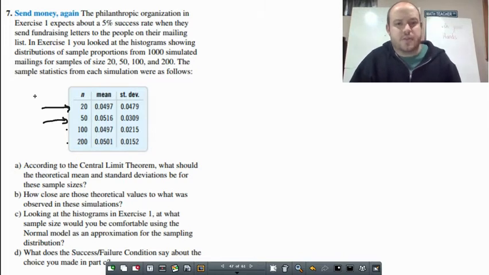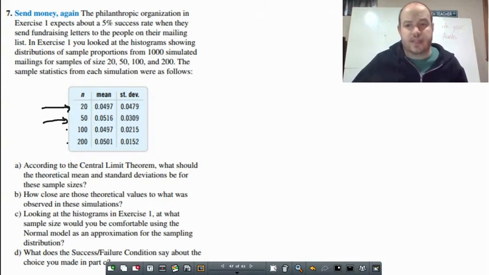It says, according to the central limit theorem, what should the theoretical mean and standard deviation be for these samples? Now remember, when we're dealing with proportions, the theoretical mean should be whatever the true proportion was. In this case, the true proportion was our 5% that it tells us, all right? So that means that our theoretical mean should be 0.05. So that's pretty easy. Now, what's not as easy is the standard deviation. If you remember in the notes, we talked about the formula for standard deviation being the square root of P times Q divided by N.